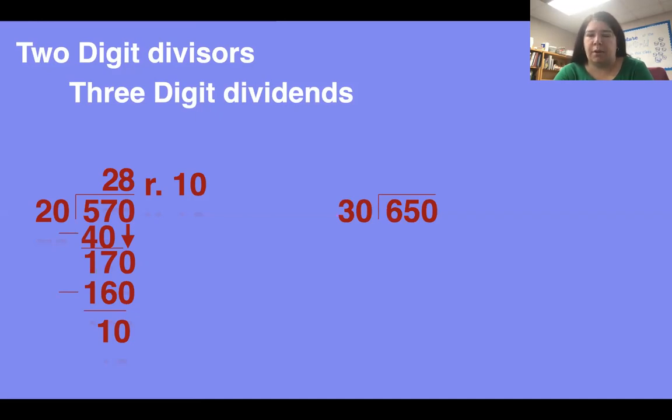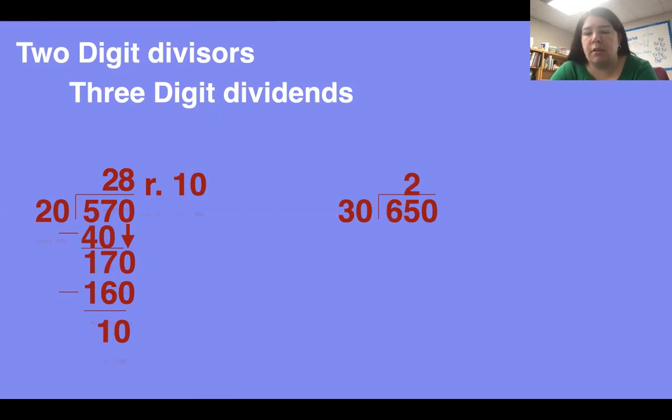650 divided by 30. We take our first two digits, 65, and we divide by 30. But again, I don't expect you to know your 30 times table, but I do expect you to use the first two digits to divide. 6 divided by 3 equals 2. Where do we put that 2? Over the 5. Excellent.